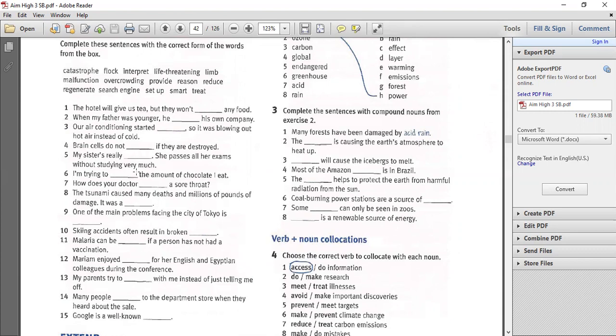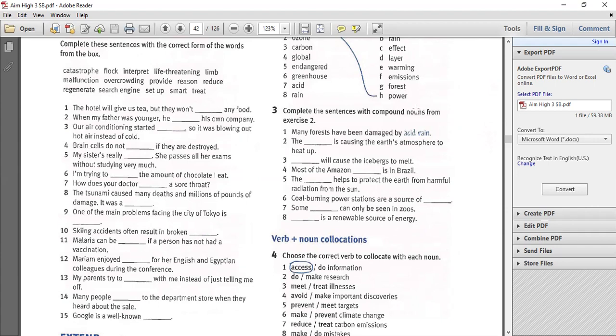Complete the sentences with the correct form of the words from the box. The hotel will give us tea, but they will not provide any food. Provide. Super excellent. Number 2: when my father was younger, he set up his own company. Set up.